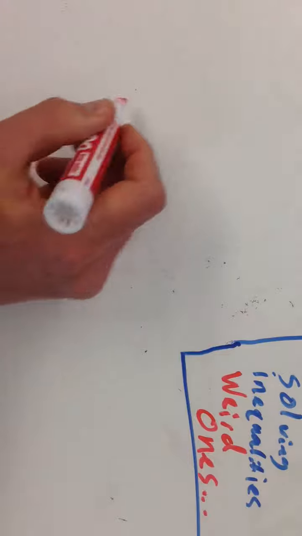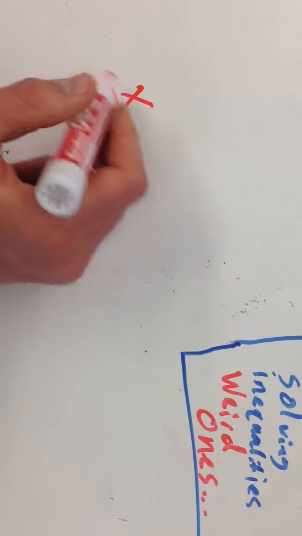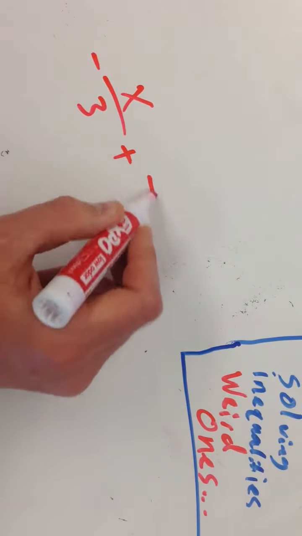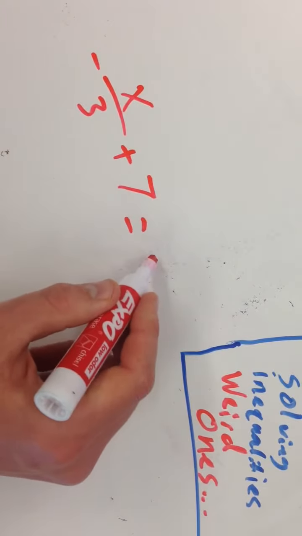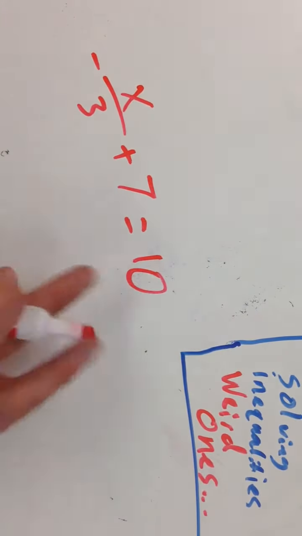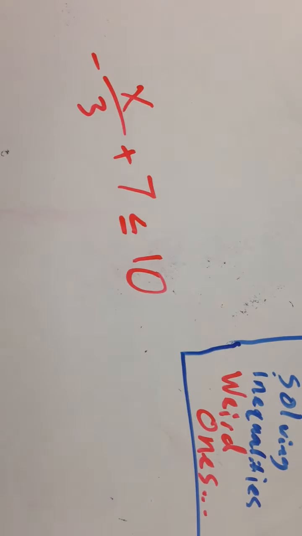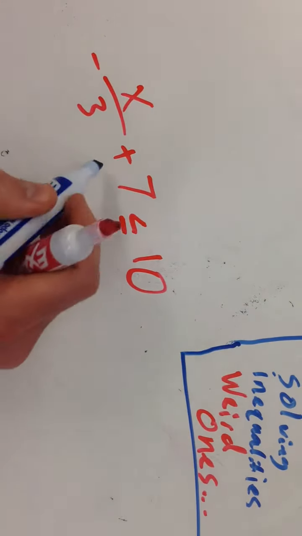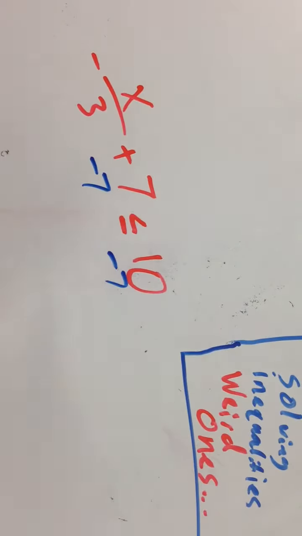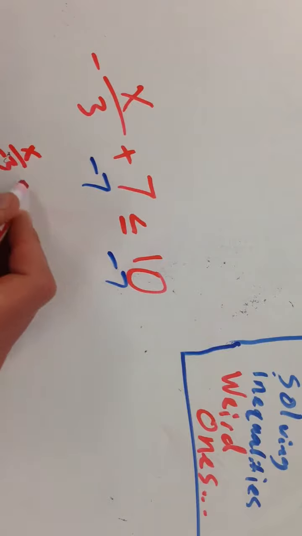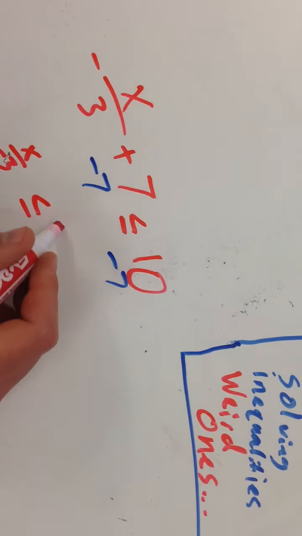So if we have something like this, we want to solve it. I want to subtract 7 from each side, and what I have is x over negative 3 is less than or equal to 3.